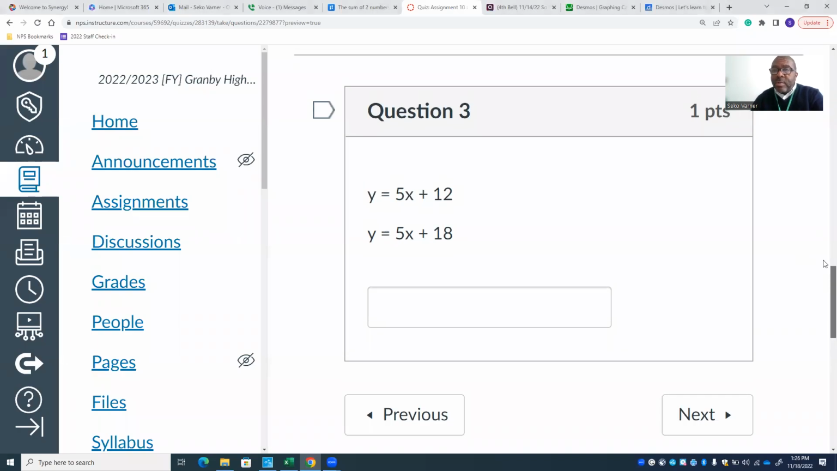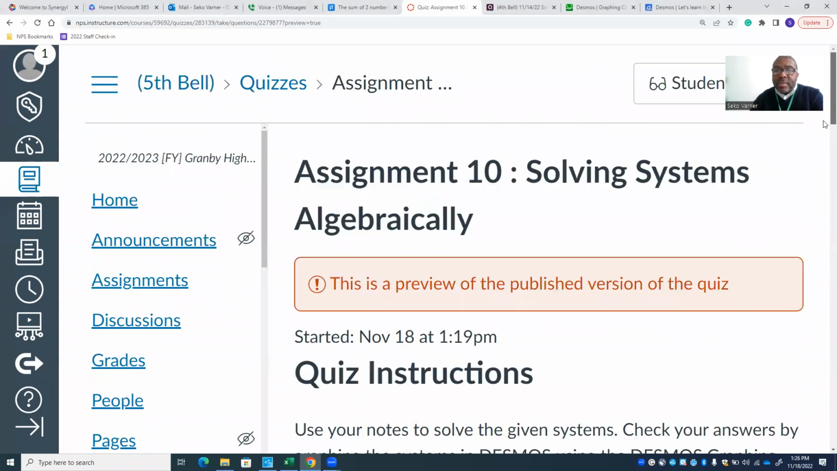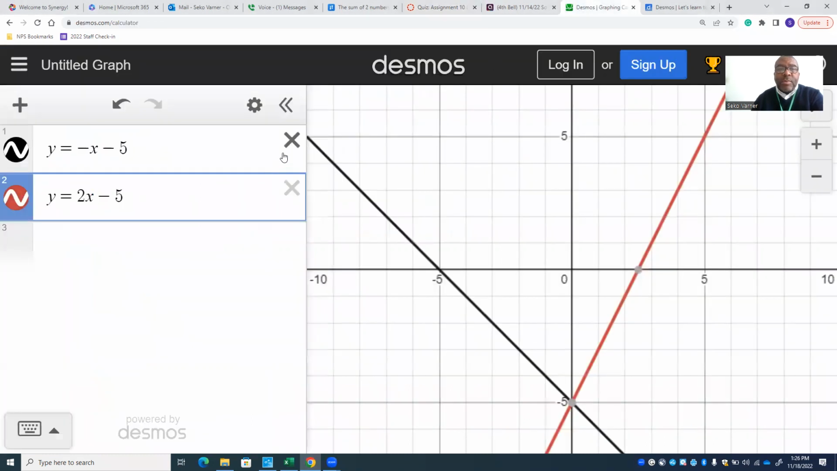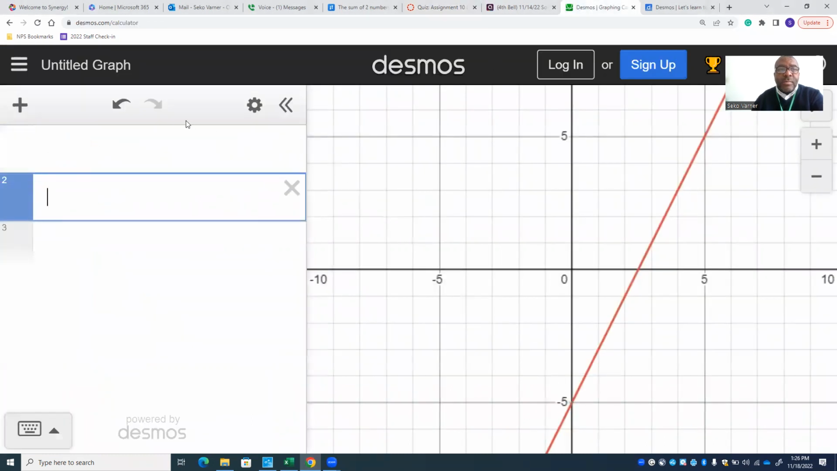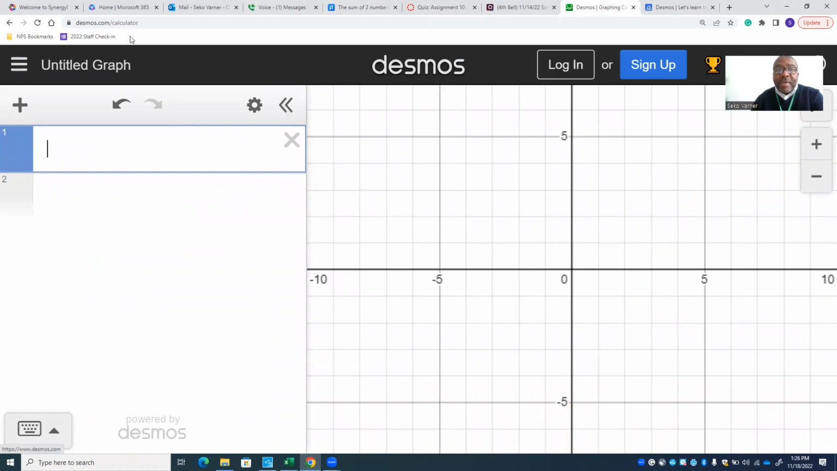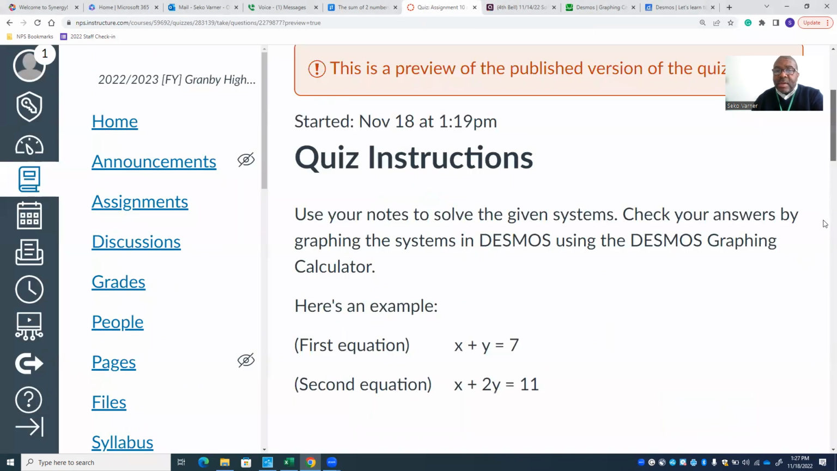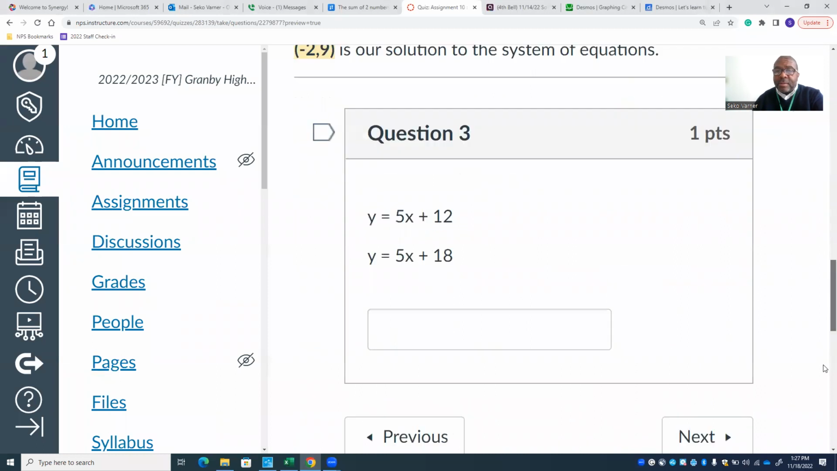Okay, so what we're doing is we're solving the systems, and we're not going to solve it algebraically. Right now, we're just going to solve it using Desmos. So you definitely want to go to desmos.com and look for the graphing calculator. And here's the deal. When we're looking for a system, there are two lines, okay?